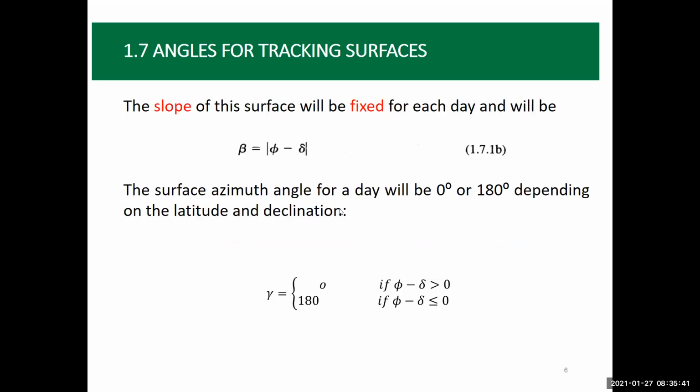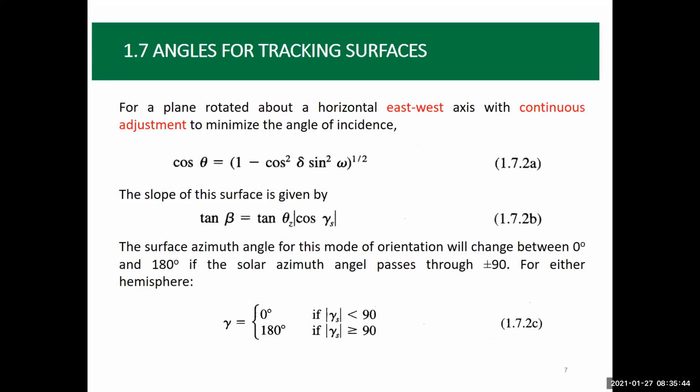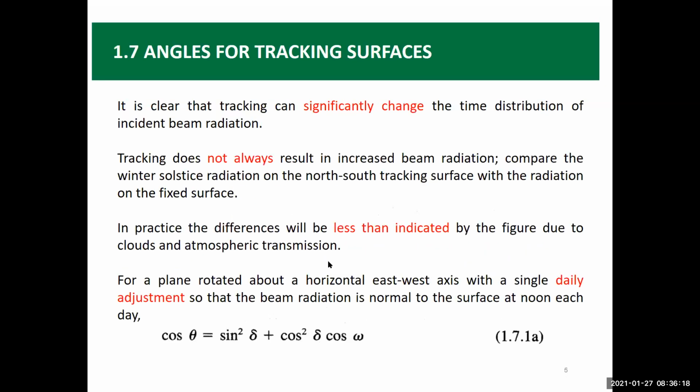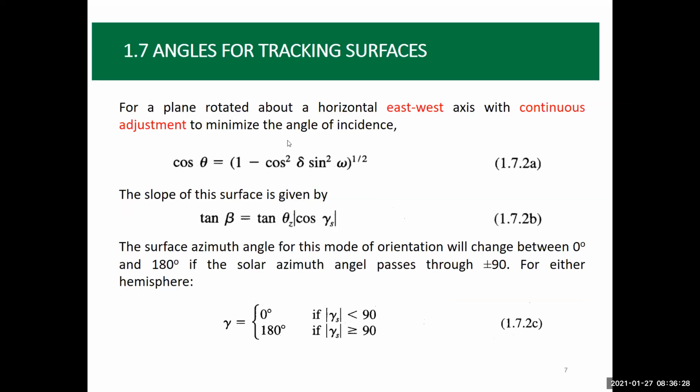Now, that was if you are going to track it, and the tracking here is done on a daily basis. You just adjust it according to a certain scheme. What if you are doing a continuous adjustment to minimize the angle of incidence? In this case, cosine theta is given by that expression here. And then the beta and gamma are accordingly calculated according to these equations, 172, B and C. So when we are talking about a horizontal east-west axis, then we have two conditions. One of them is this one, where we'll do some sort of a single daily adjustment. Whereas the other one is going to be having a continuous adjustment.